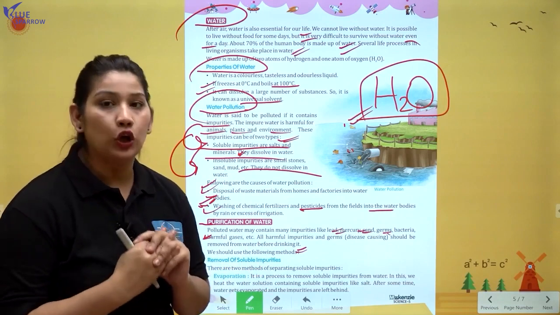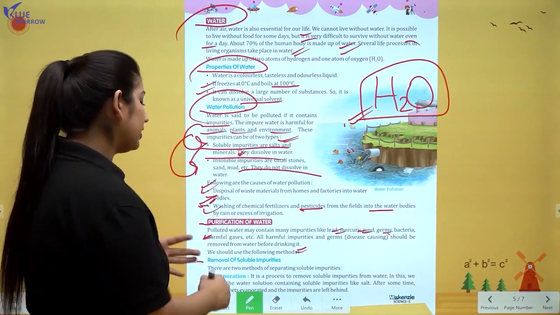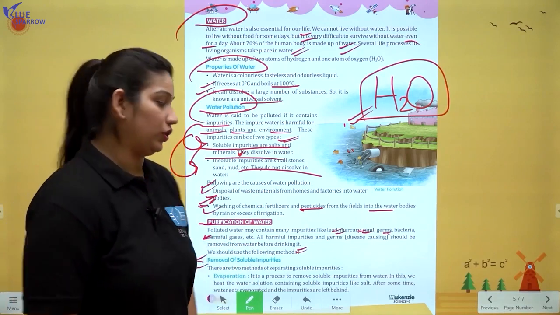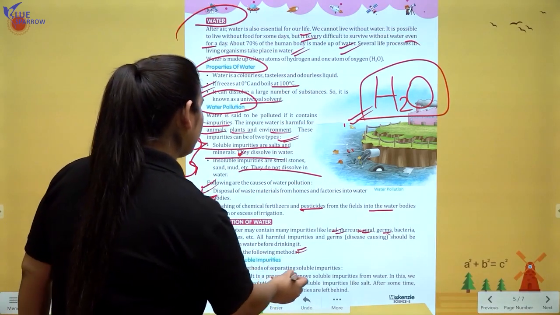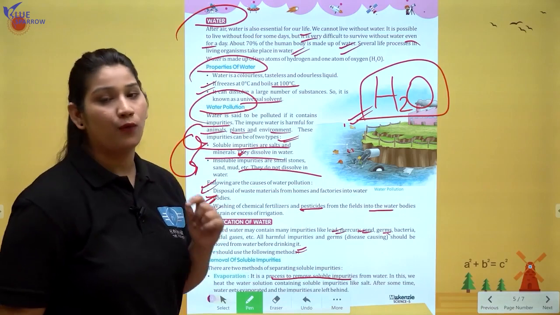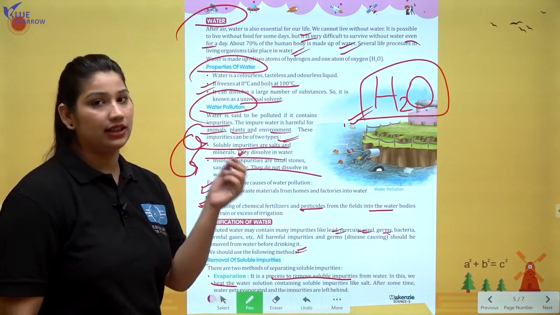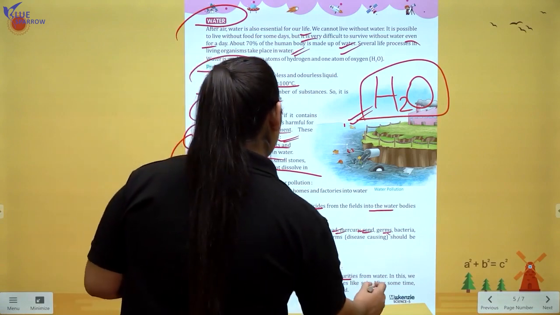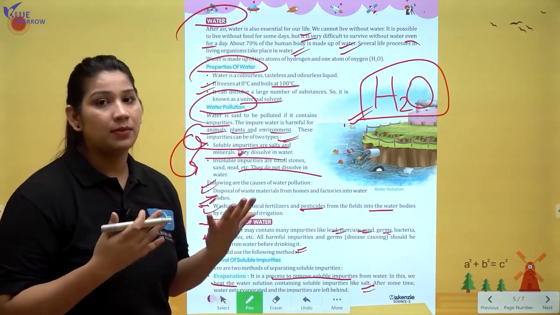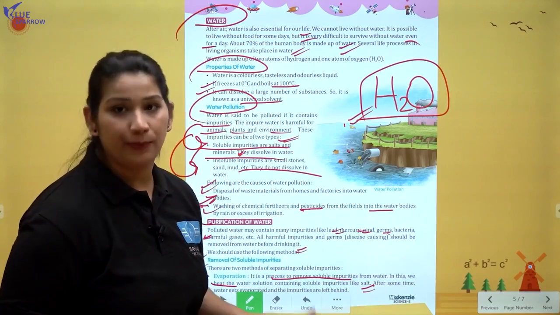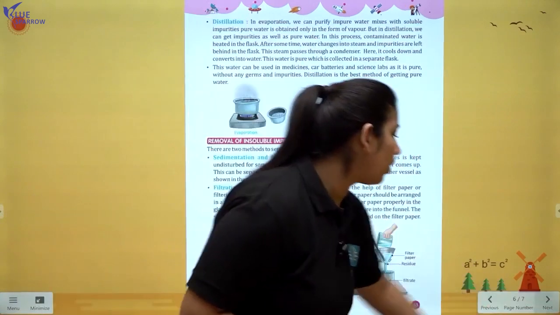Removal of soluble impurities. Impurities which are dissolved in water. First process is evaporation. It is a process to remove soluble impurities from water. In this, we heat the water solution containing the soluble impurities like salt. After some time, the water is evaporated and what is left behind is the impurity, which is salt.